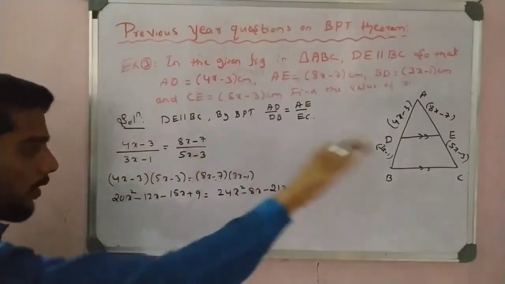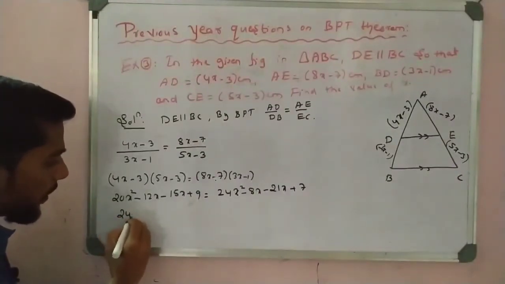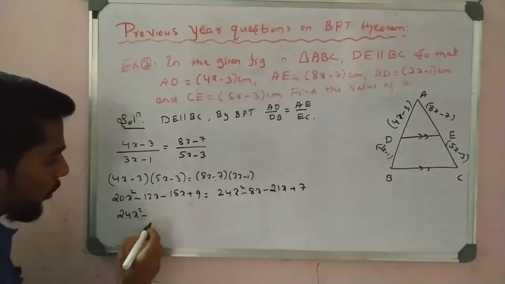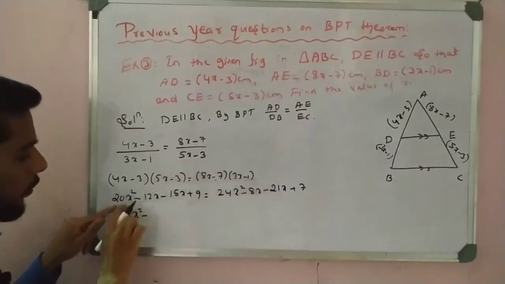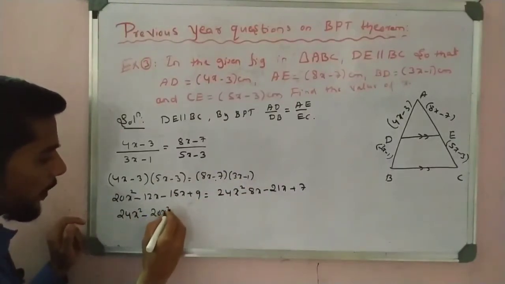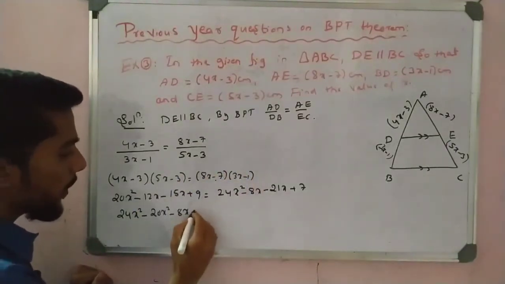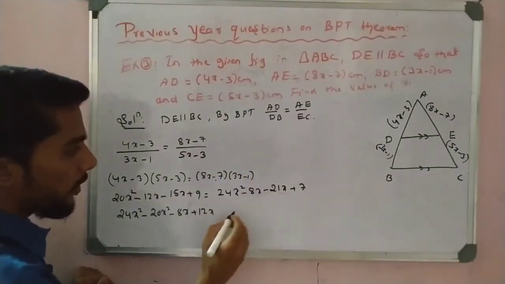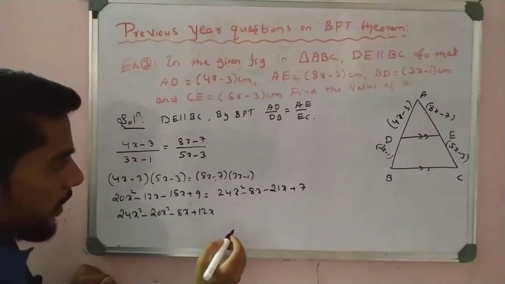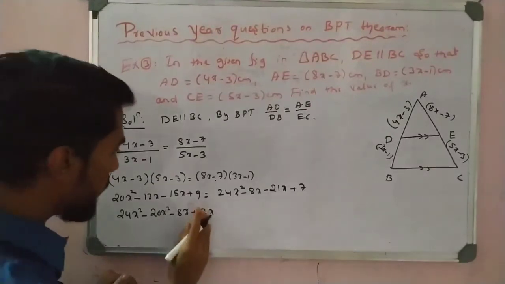So now make all the terms on this side. So what happens here? 24x square, that side 20 means minus 20x square. Okay, now minus 8x, so 12 that side means it is plus 12x. Okay, then I can make a mistake here, I can make addition here.